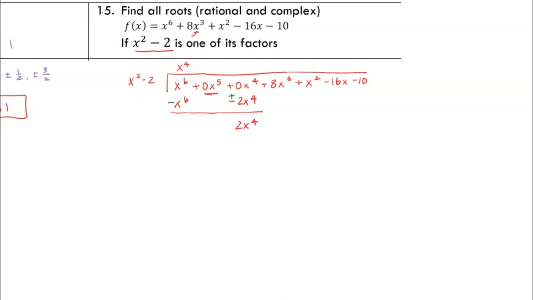So 2x to the fourth, and I bring everything down. Not just one term. I bring the entire thing down. With something like this, where the divisor has missing terms, I bring everything down. And then we have a plus 2x to the second. Let's go ahead and multiply that through. 2. We have a 2x to the fourth minus 4x to the second. Minus 4x to the second.